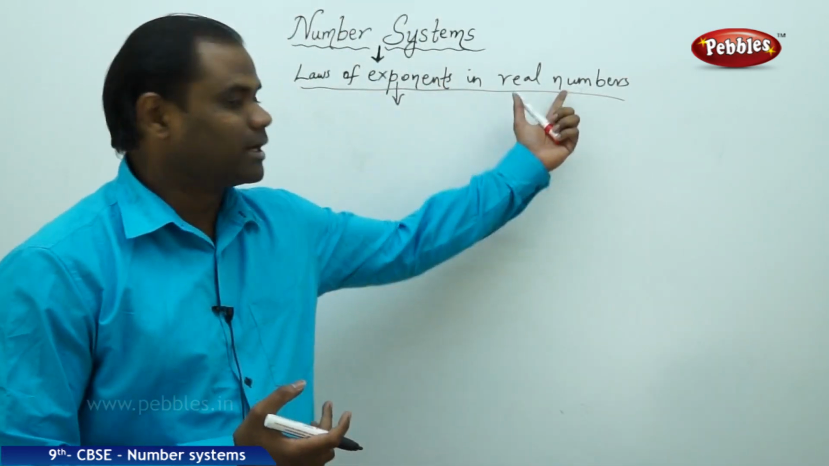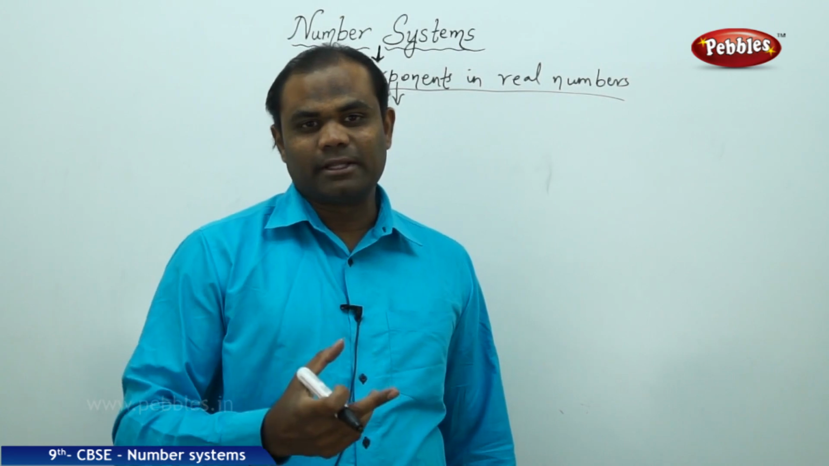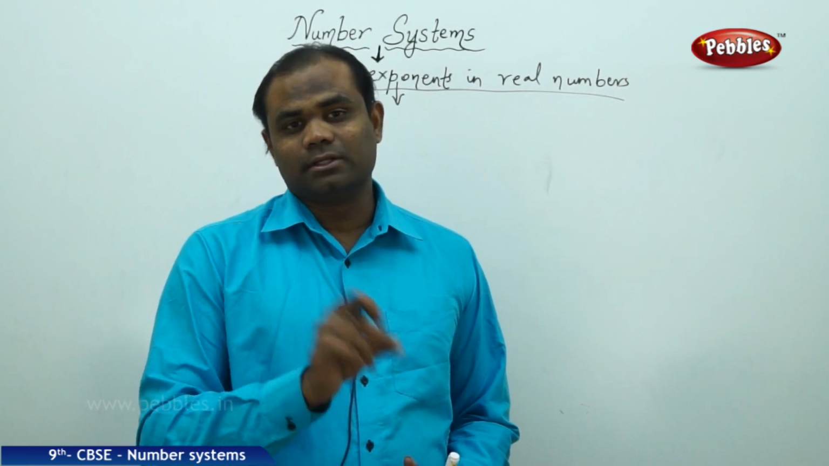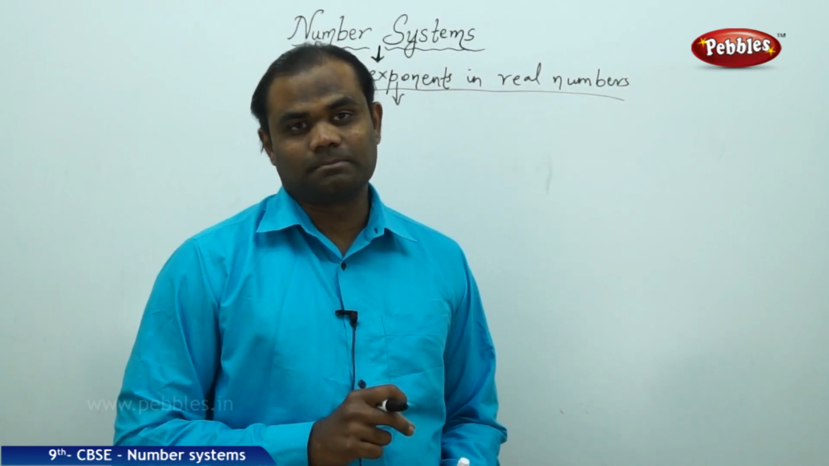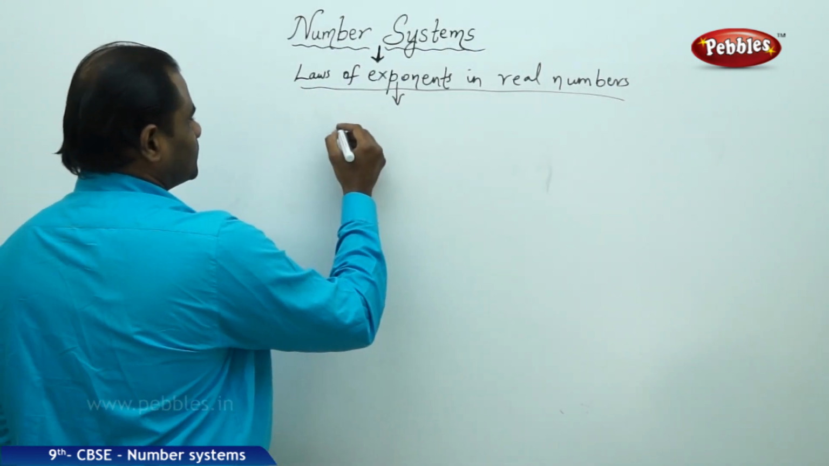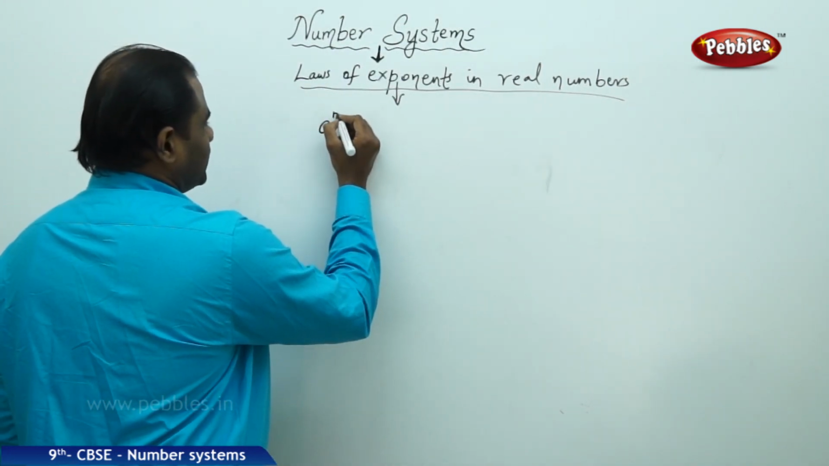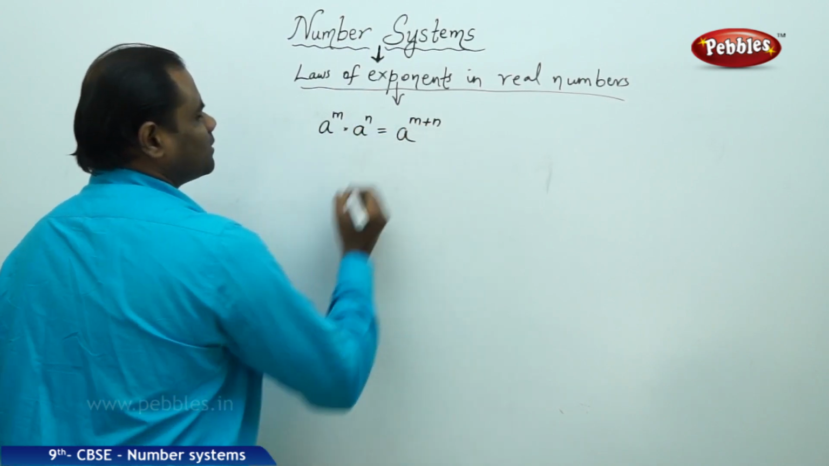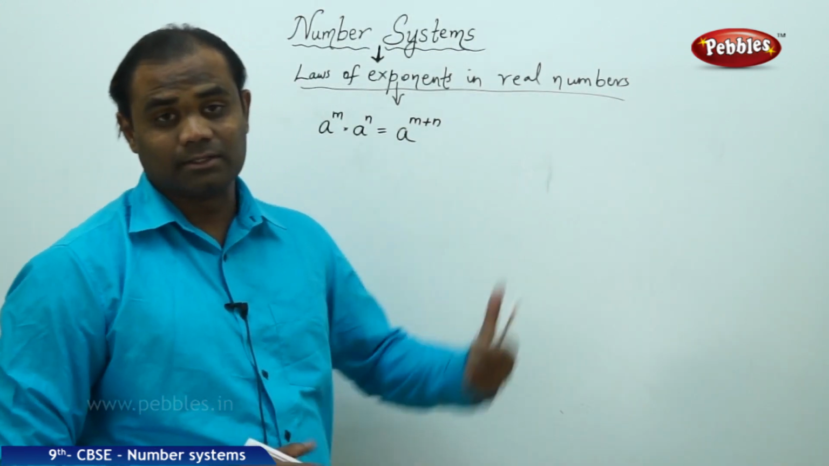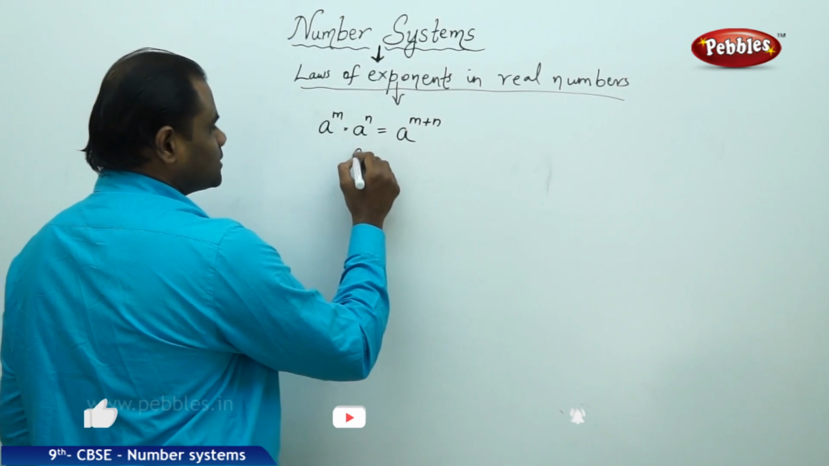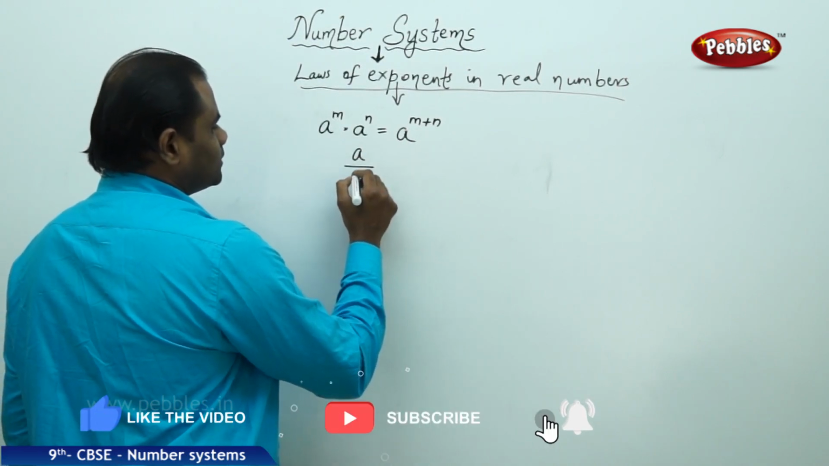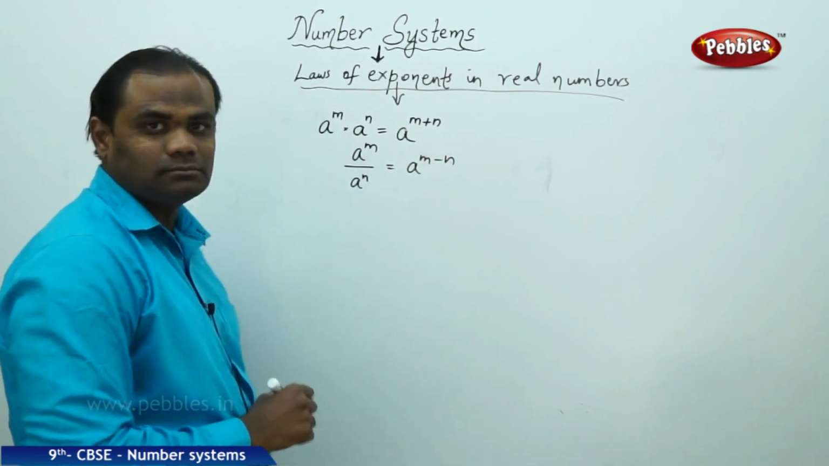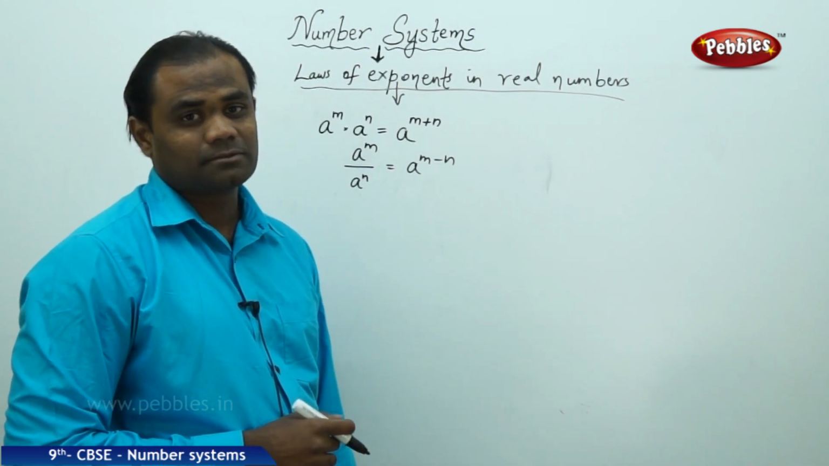Without the use of laws of exponents, we cannot proceed further by operating the real numbers, is how we understand this session being important and to be learnt in the topic of number system. Now we know that the laws of indices are a power m times a power n is a power m plus n, the most famous law of index which you have learnt in the lower classes. Similarly, the next law of index is a power m by a power n, which is a power m minus n, is how we understand this.